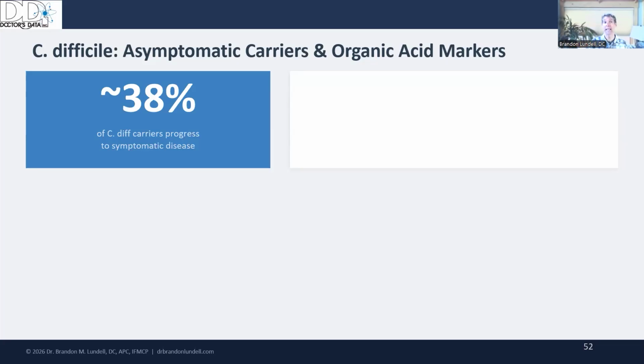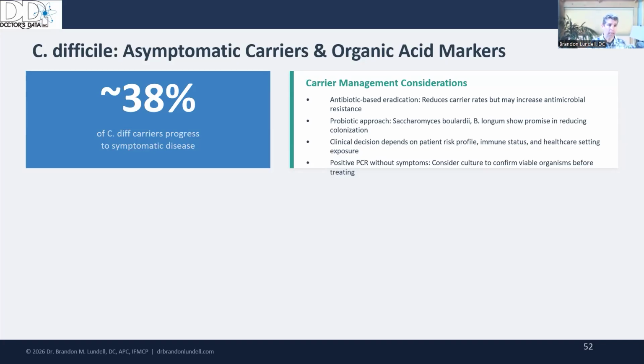if you retest maybe a month later and it's still there. Then they truly are a carrier. And antibiotic-based eradication is usually not effective. It requires both probiotics and natural antimicrobials, because usually repeated use of antibiotics is one of the causes of C. diff carriers. What it does is it creates a biofilm, and it stays in the system.